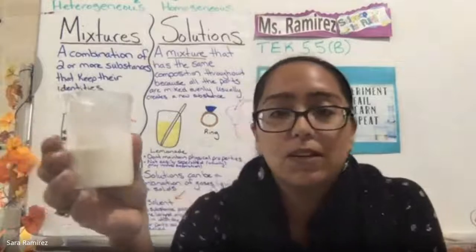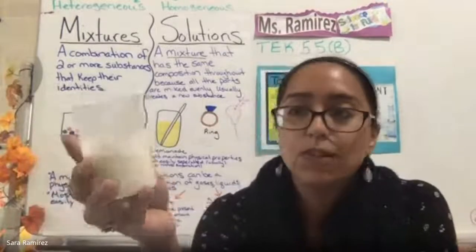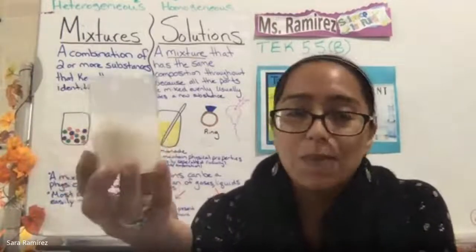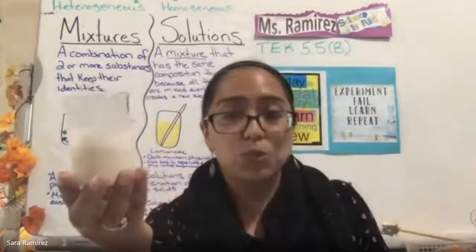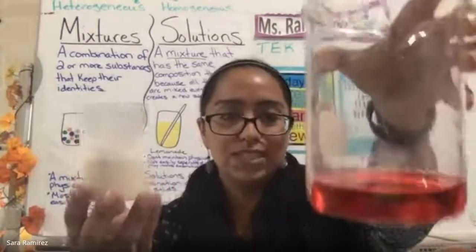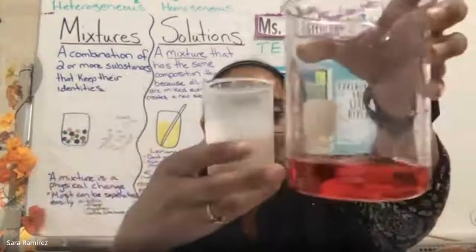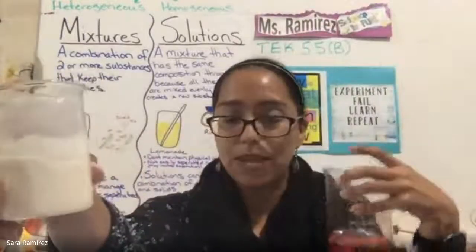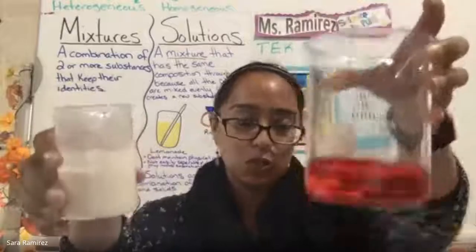So some people might call this a colloid or a colloidal solution or a colloidal suspension. It's a little bit different than a true solution. So with a true solution, you can see the difference in the opaqueness. This one is transparent. This one is opaque. So that's the difference between these two.